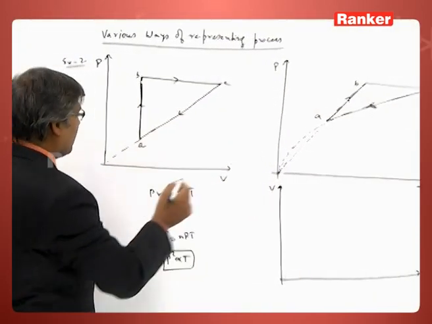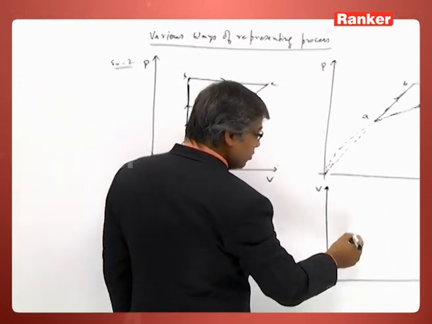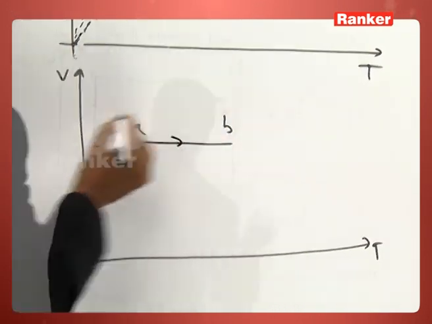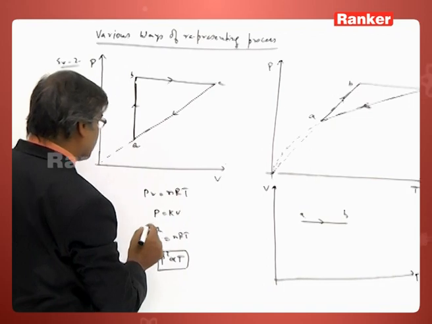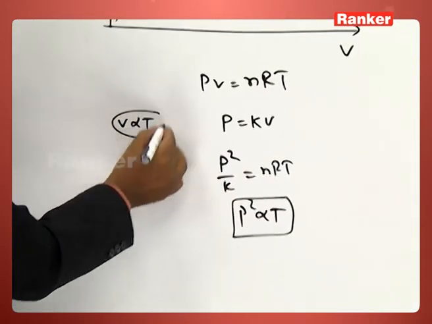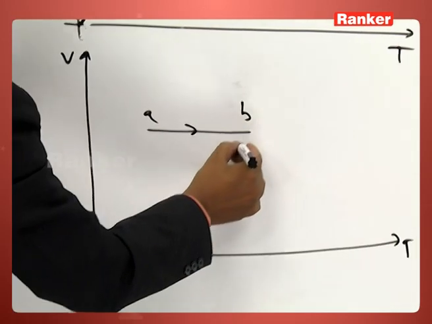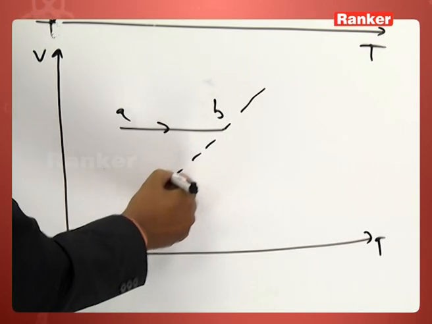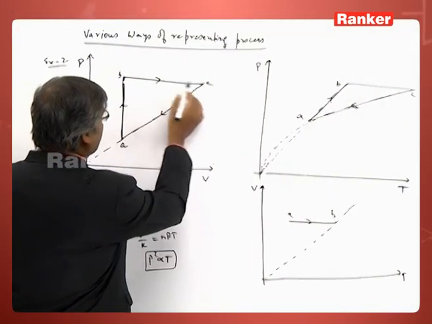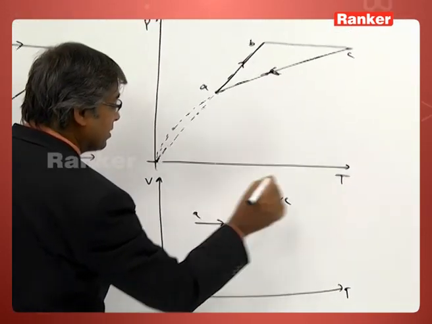So for the VT graph, first you start from A to B, volume is constant. So suppose I say volume is constant, that means this is A to B. Then B to C, pressure is constant. So when pressure is constant, volume is proportional to T. That means I have to move along a line passing through the origin. So I may go this way or that way. So when I am going from B to C, temperature is increasing. So I have to go this way, somewhere C.